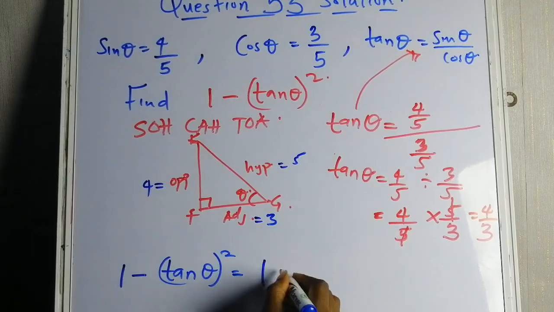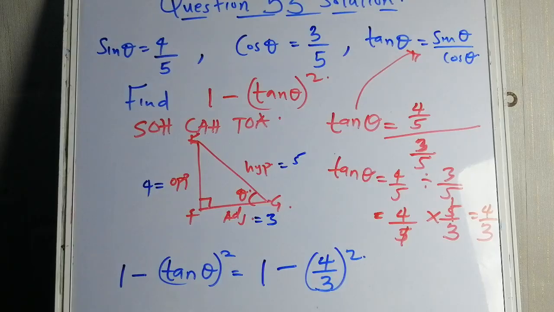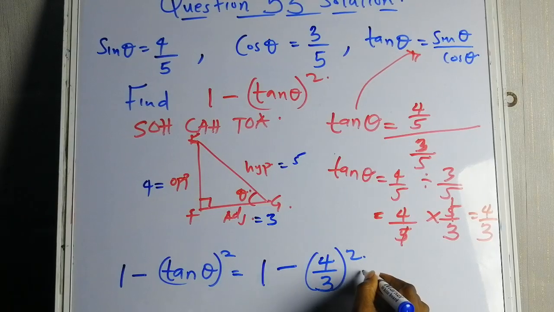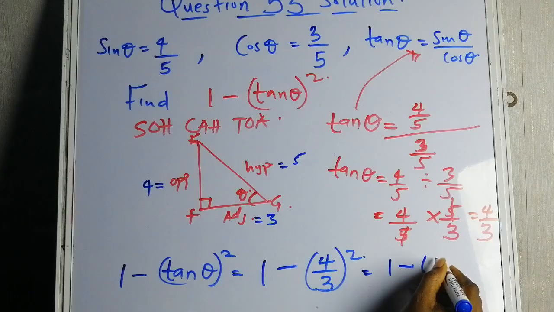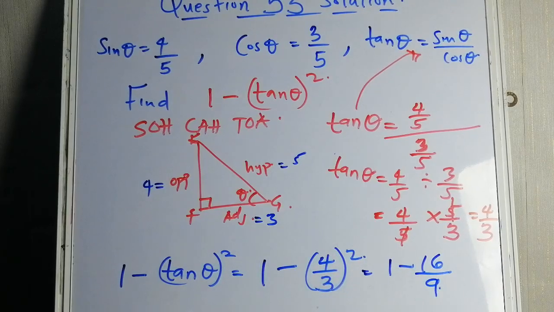So that will now be 1 minus 4 over 3, squared. Very simple, just like chinchin and pure water. So this one will now be 1 minus 4 times 4, 16, over 3 times 3, that's 9. So what you just need to do is find the LCM. This is the same thing as saying 1 over 1. So what will the LCM be? The LCM will just be 9.